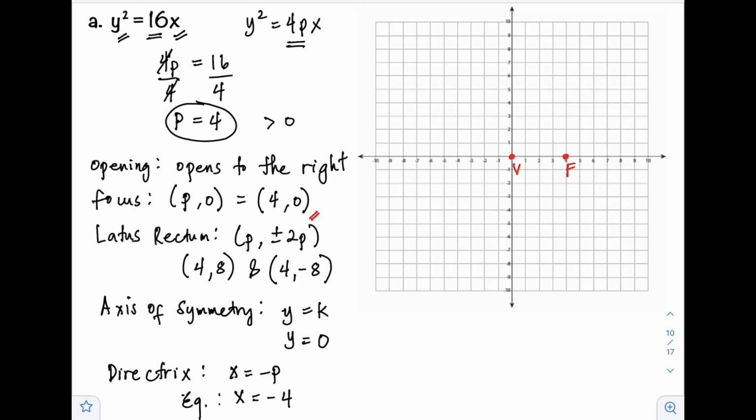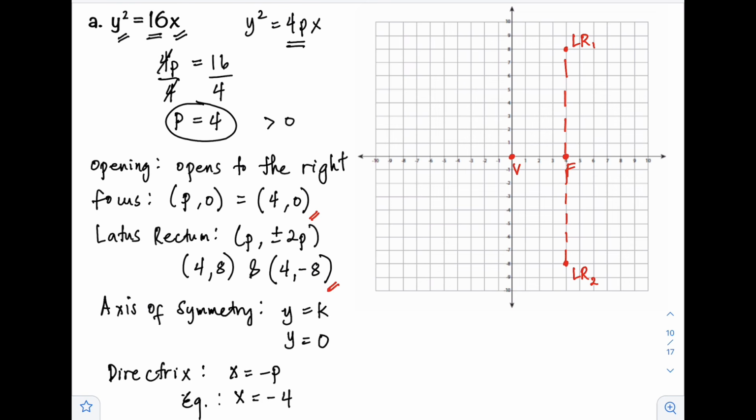So, ang gagamitin nyo doon is yung ating endpoints ng latus rectum. So, we have two endpoints. Yung unang endpoint is (4, 8). So, makikita yan dito sa may bandang quadrant 1, (4, 8). Ito yung ating unang endpoint ng latus rectum. Then yung pangalawa naman is (4, negative 8). Nasa may bandang baba ng ating focus. Okay, so si latus rectum is siya yung magsasabi kung gaano kabuka yung ating parabola.